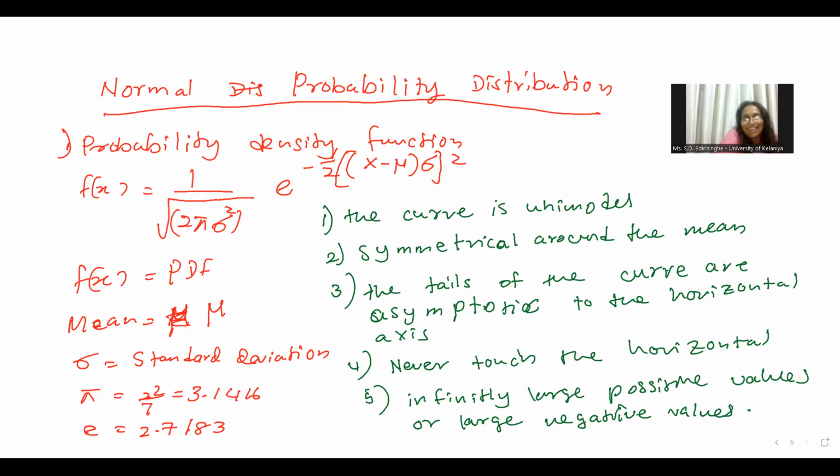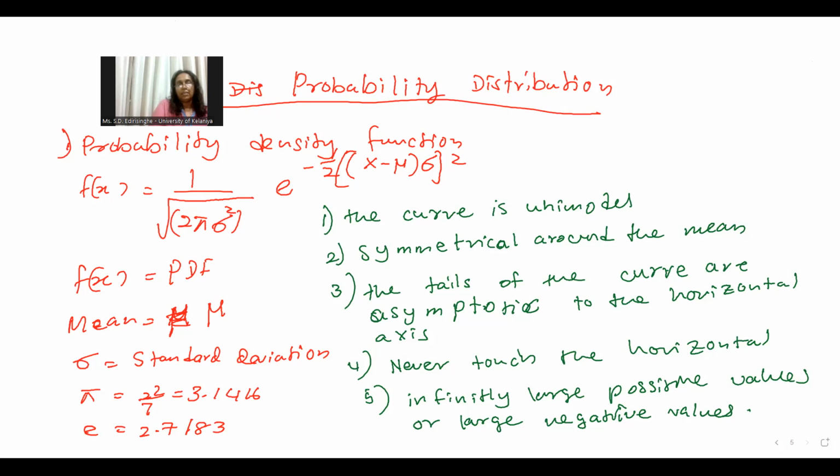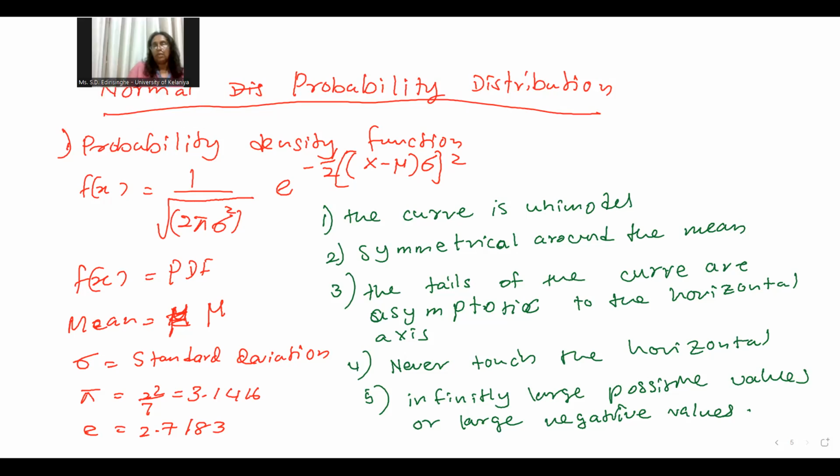Can you read my handwriting? The curve is unimodal. Unimodal. Why is that? You understand what unimodal means, right?